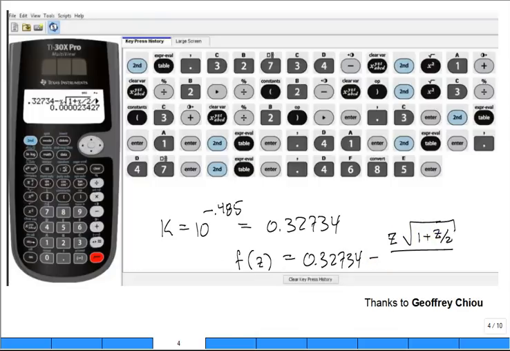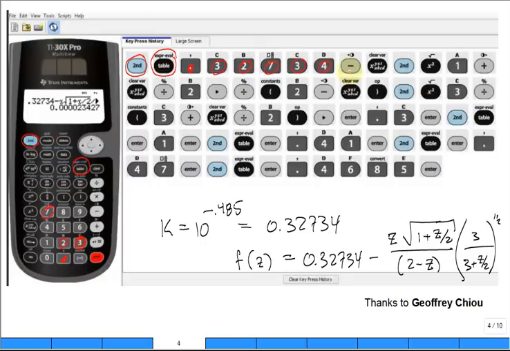This was what we set up last time. Divided by 2 minus z, all to the 1/2 power of 3 divided by 3 plus z over 2. This is how to do it with the TI-30 calculator. Right? So Jeffrey, you help me on this. Hit the second key right there, followed by this key, and then 0.32734. You get the picture there, right?